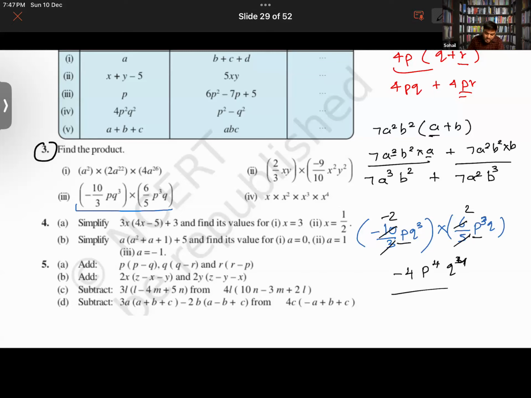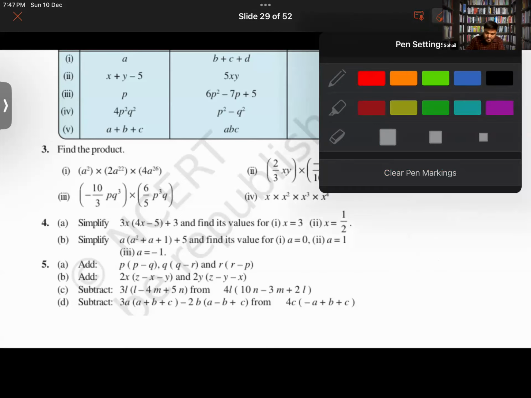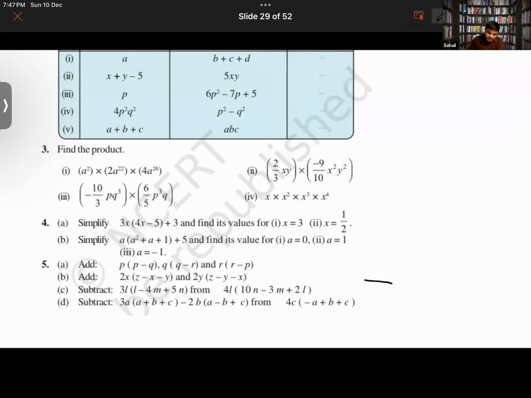Now, simplification. In simplification, what we simply have to do is reduce the number in a format where it can't be reduced any further. Like 3x times 4x minus 5. So you will be simply multiplying it. So there is a given value also.